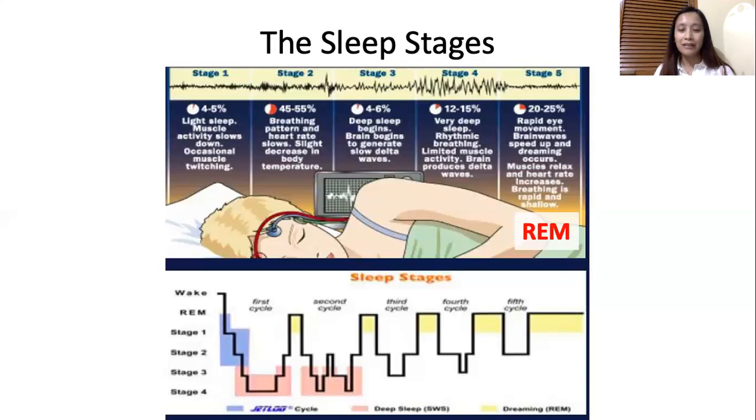And then after that, your brain will now go to a stage in your sleep called the rapid eye movement stage, or stage 5, or your REM sleep. This time your brain waves speed up, and this is where dreaming occurs, if you have a dream. This is when your body is very relaxed, but your heart rate increases and breathing may be rapid and shallow. It's the opposite of your deep sleep, where your breathing and your heart rate slow down. So you can have several cycles of this in a night.